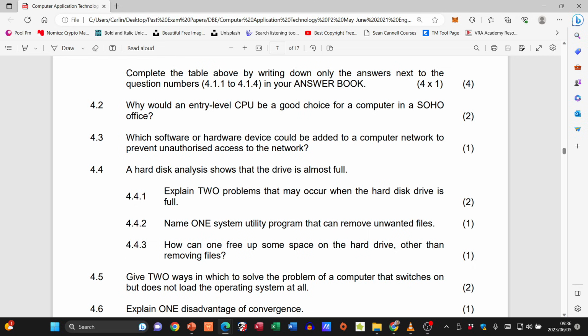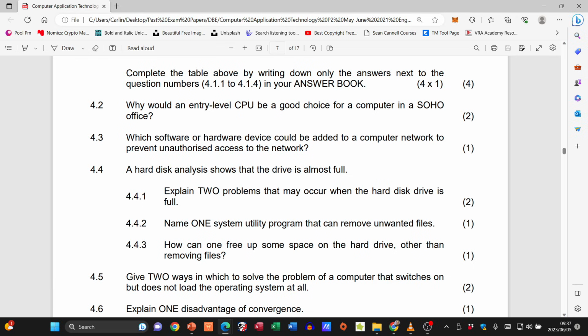Then 4.4, a hard disk analysis shows that the hard drive is almost full. Well, what do you want to do? You want to empty those things. You want to move things off the hard drive. Empty the recycle bin, delete things. And I'm not even looking at the answer. I'm just looking at the statement that they've made. So already you know what's going to happen. When it's almost full, it's going to be slower. It's not going to give you as much performance. So let's go and look at the questions.